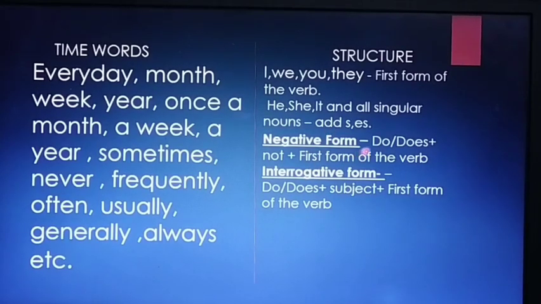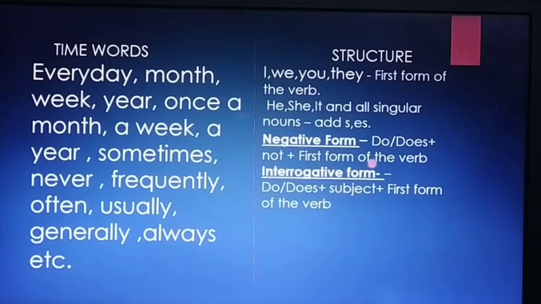Now the negative form we can make with do, does plus not plus first form of the verb, and interrogative we can make do or does plus subject plus first form of the verb, like he does not write, they do not write, do they write, does he write. So this is a negative and interrogative form.